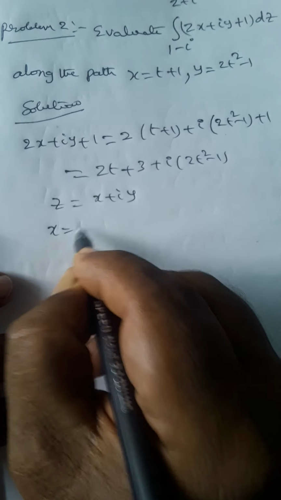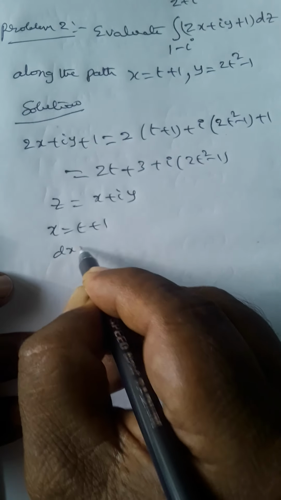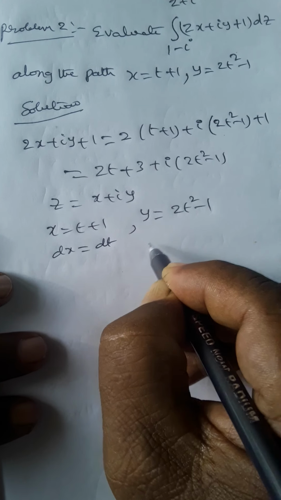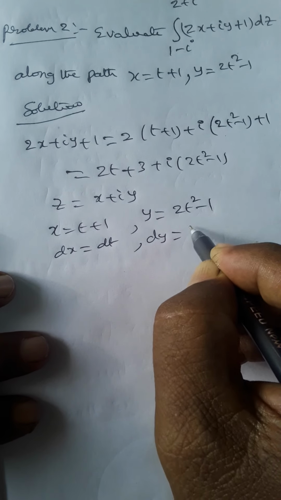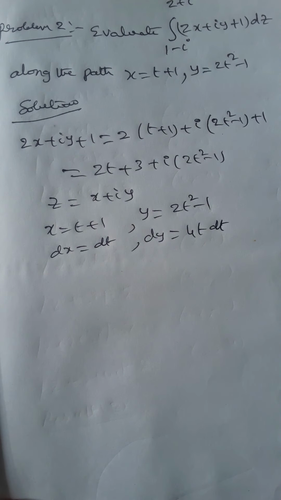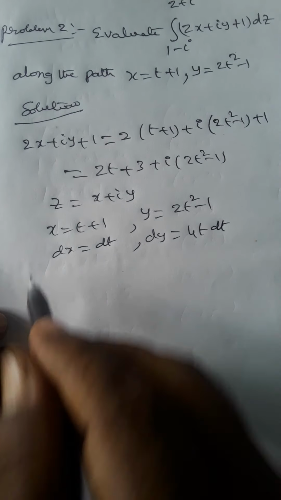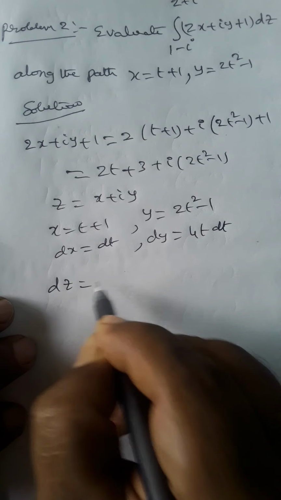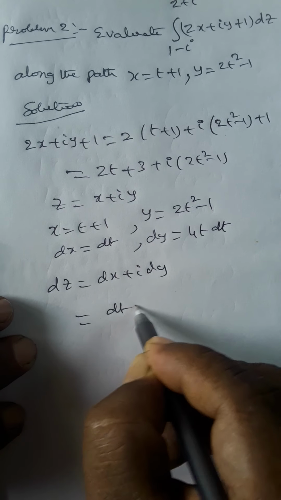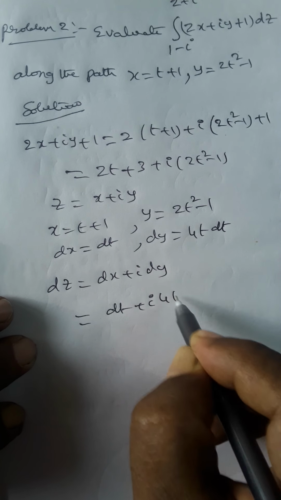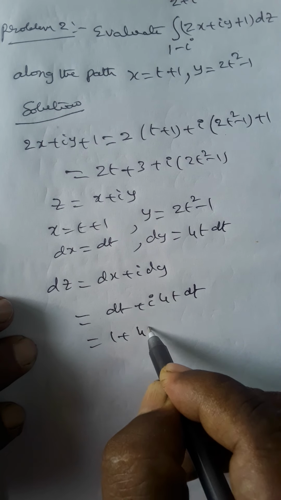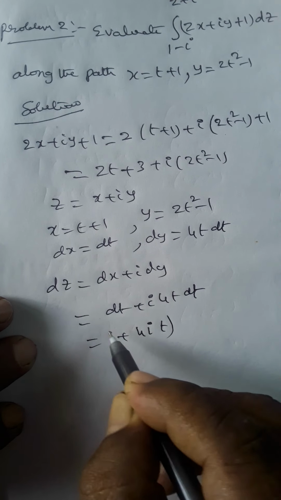So here x is equal to t plus 1, so dx is equal to dt. y is equal to 2t² minus 1, so dy is equal to 4t dt, since the derivative of t² is 2t, 2 into 2 is 4t dt. So dz is equal to dx plus i dy. dx is dt plus i into dy, 4t dt. So (1 plus 4it) dt.